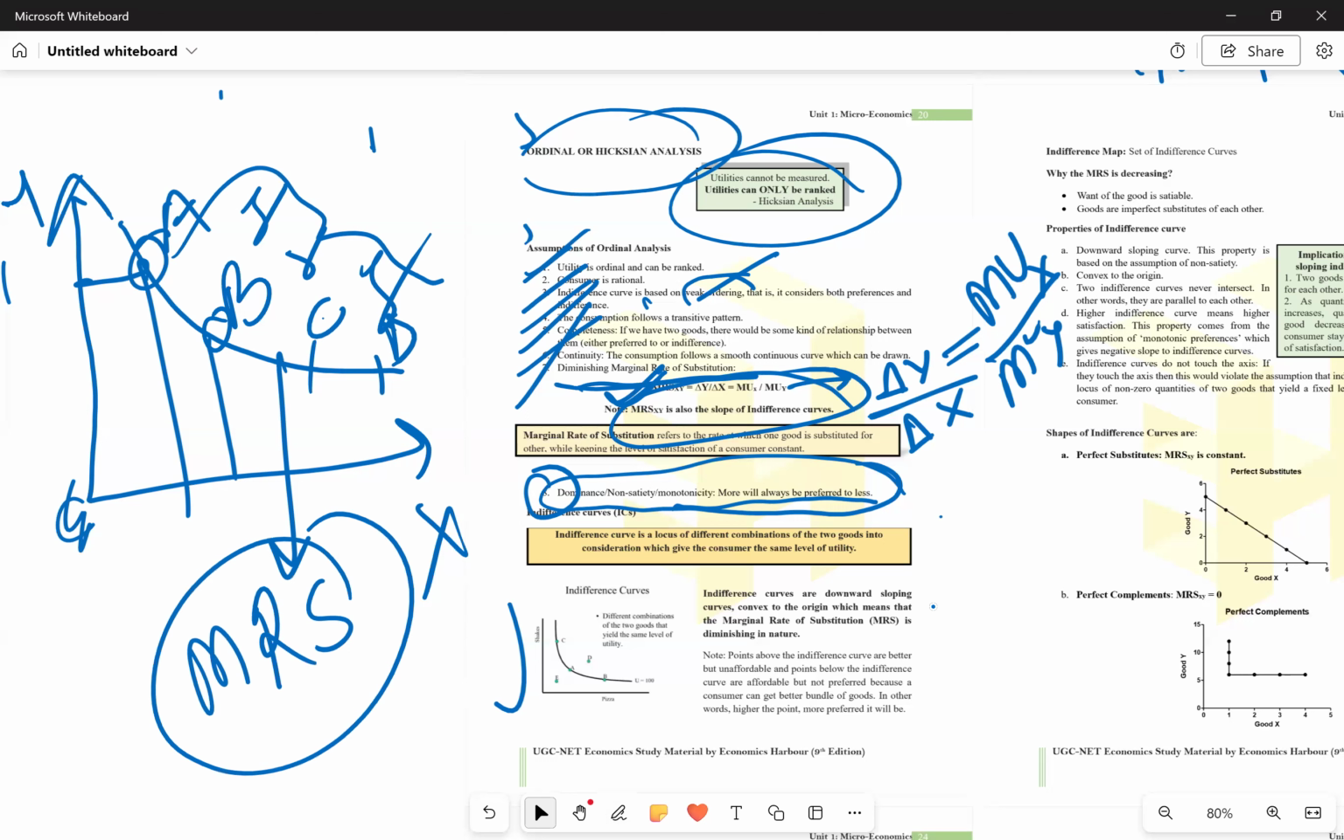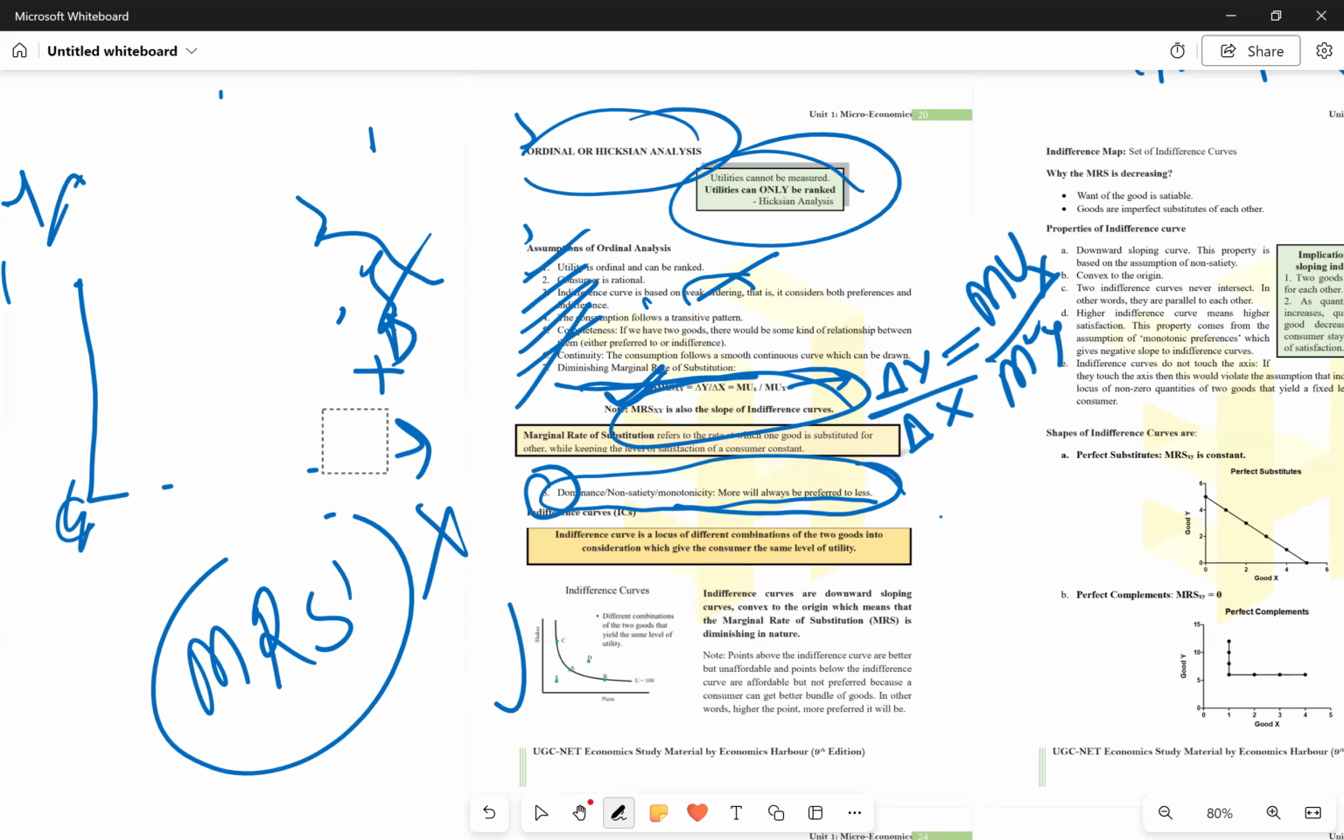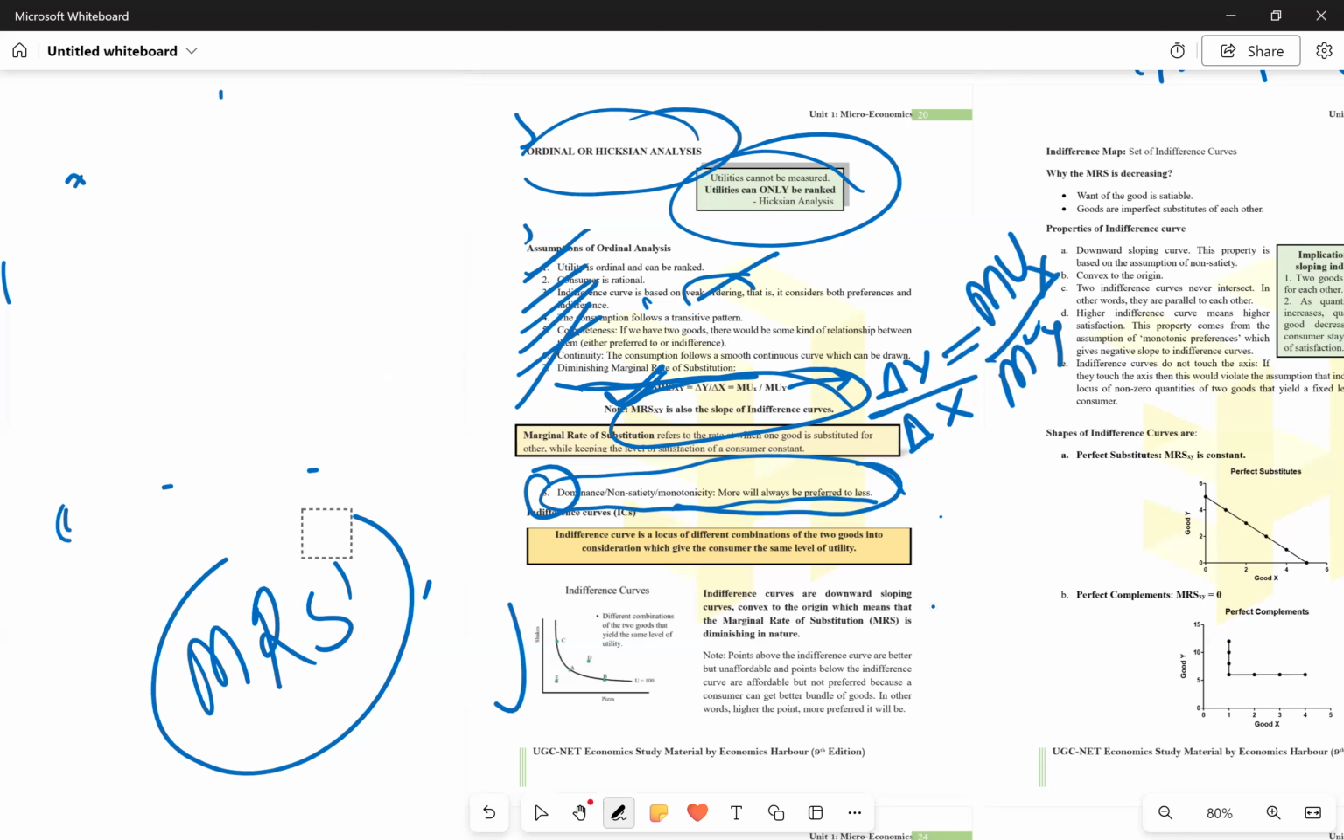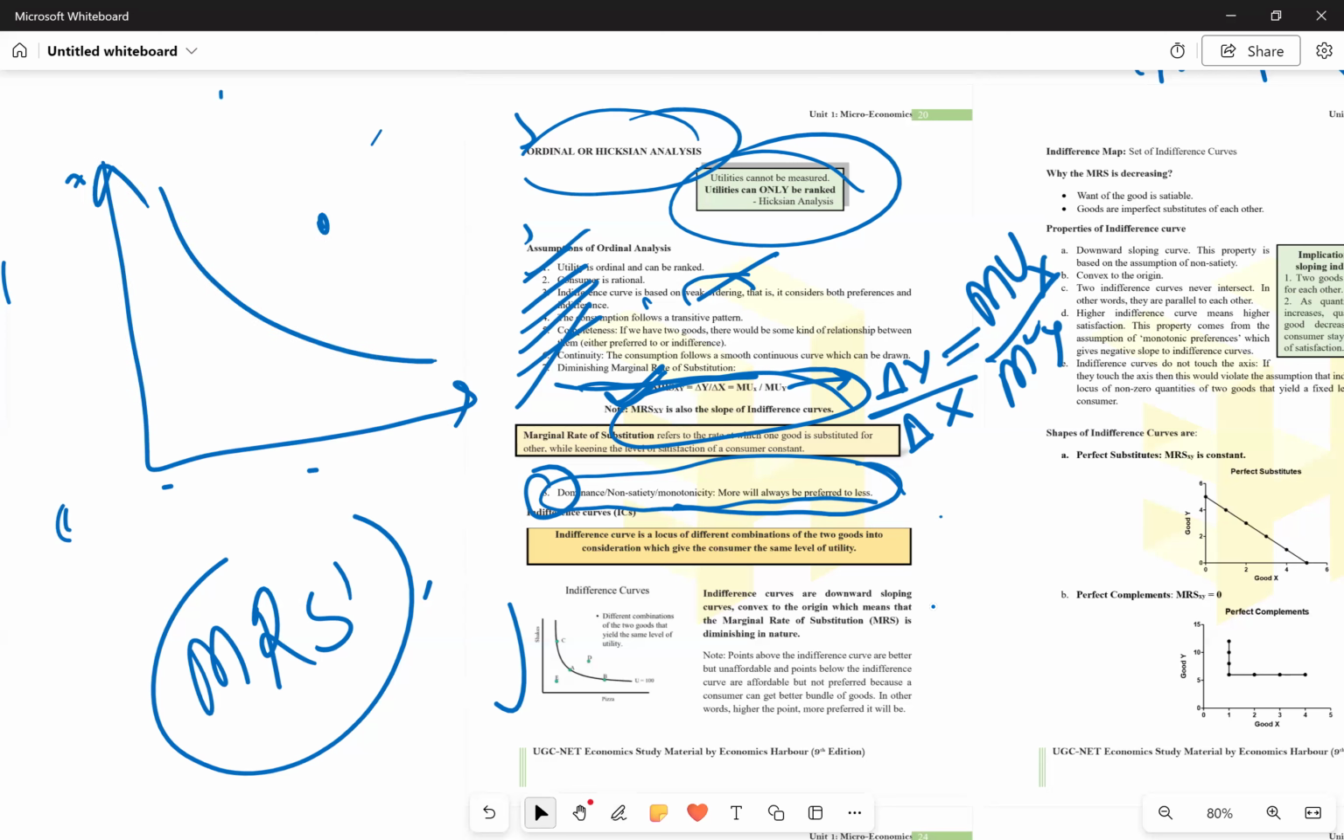So if we go for the curves, any point above the indifference curve would definitely be better, and any point below the indifference curve would be considered inferior. Points above the indifference curve would be better, but they can be unaffordable for the consumer. And the points below the indifference curve are inferior, so in any case, the consumer will not prefer them.